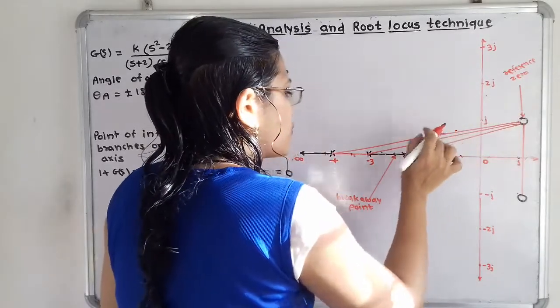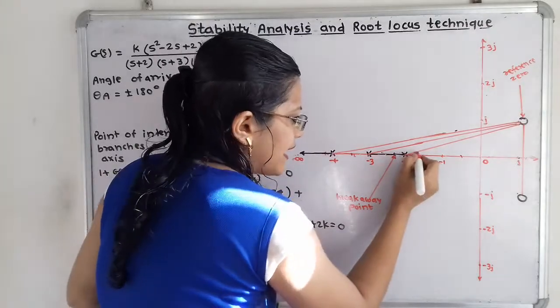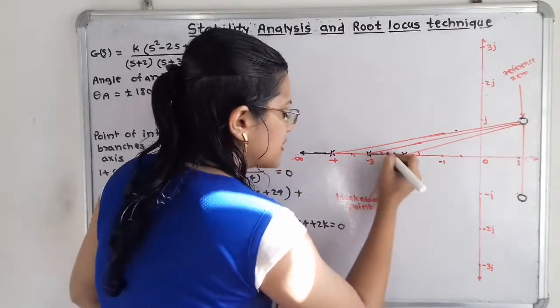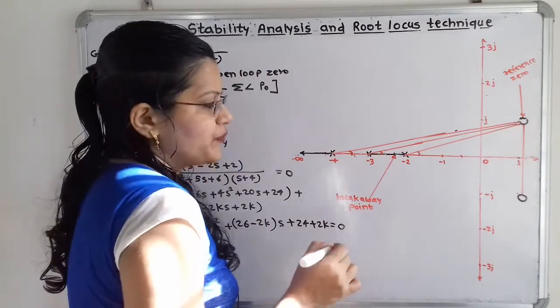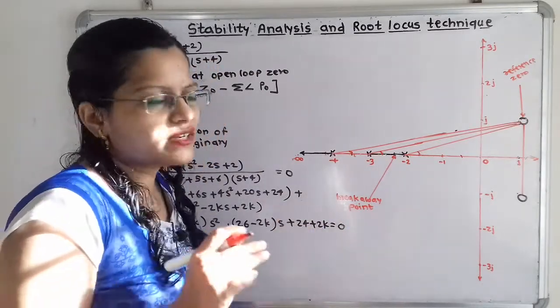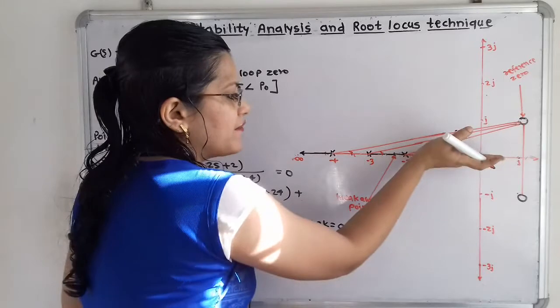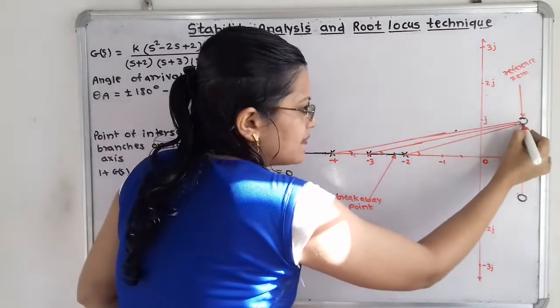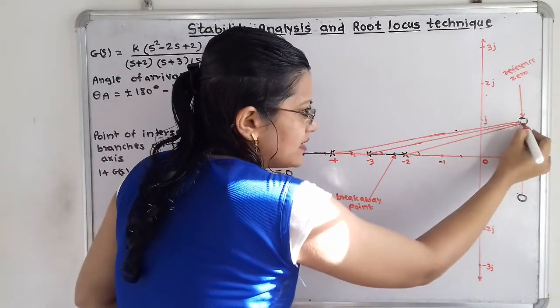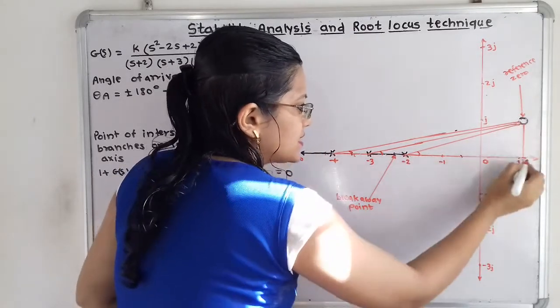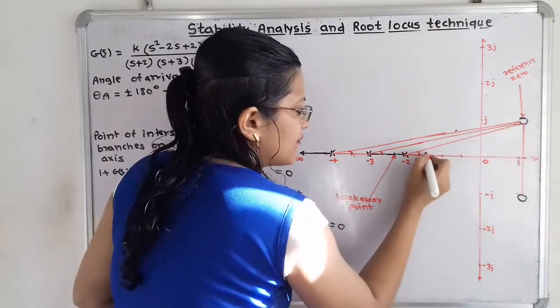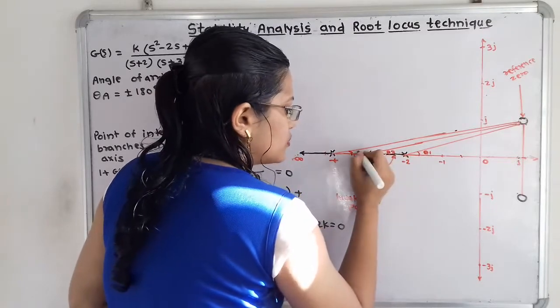Now how to calculate these angles? Here is the angle made by the first pole, here is the angle made by the second pole, and here is the angle made by the third pole. For that I will make one construction. The angle should be measured from the real axis, so I will join one point passing from zero on this real axis. All these are right angle triangles. So I will say theta 1, theta 2, theta 3.